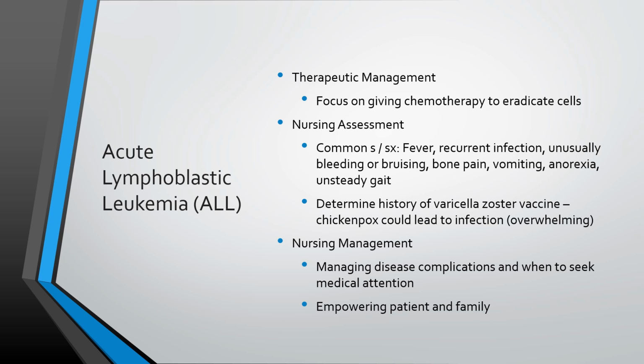As far as nursing assessment, some of the common signs and symptoms that we may see are fever because of recurrent infection, because of immature white blood cells. We may see unusual bleeding or bruising because of that decreased platelet count, pallor because of decreased RBCs, bone pain. They're pushing those cells out of the bone marrow as quickly as possible and pushing on that bone, which causes significant pain. Vomiting and anorexia, unsteady gait.